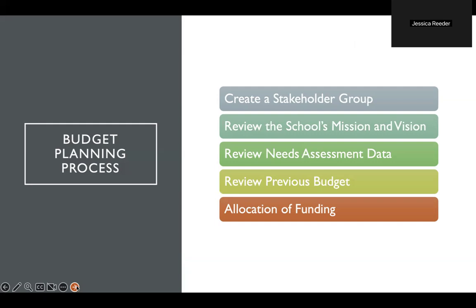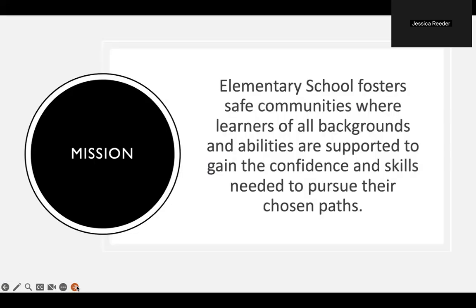We made sure to review the school's mission and vision to keep alignment. We looked at the needs assessment data from last year and this year that was provided from stakeholders as well as staff members and students. We reviewed the previous budget to see how money allocations were currently being spent to determine how they align with the current mission, vision, and goals here at the school. And then we looked at the allocation of funding that we were allowed to work within.